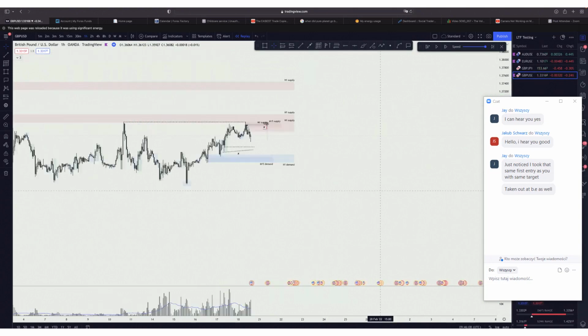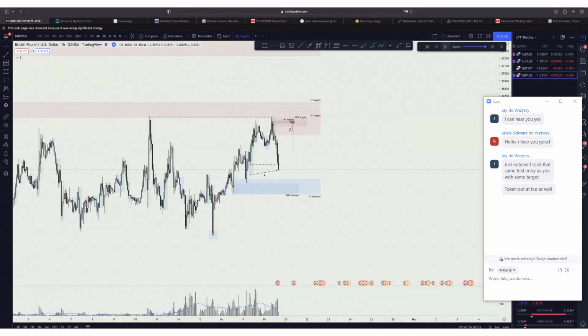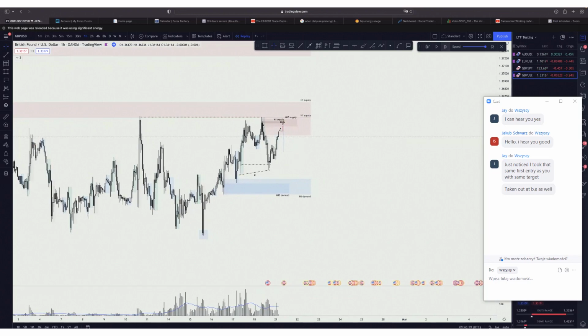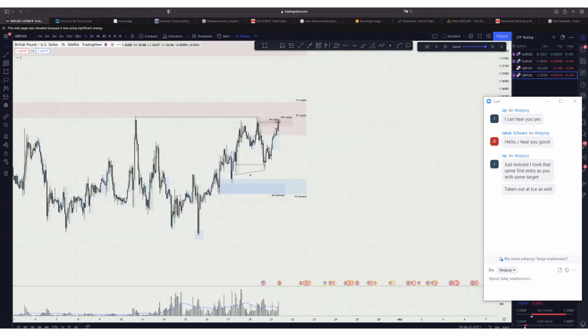Sorry about that, guys. Nothing bad, that's just something that happens with TradingView sometimes. Right, let's go back to the 1 minute.